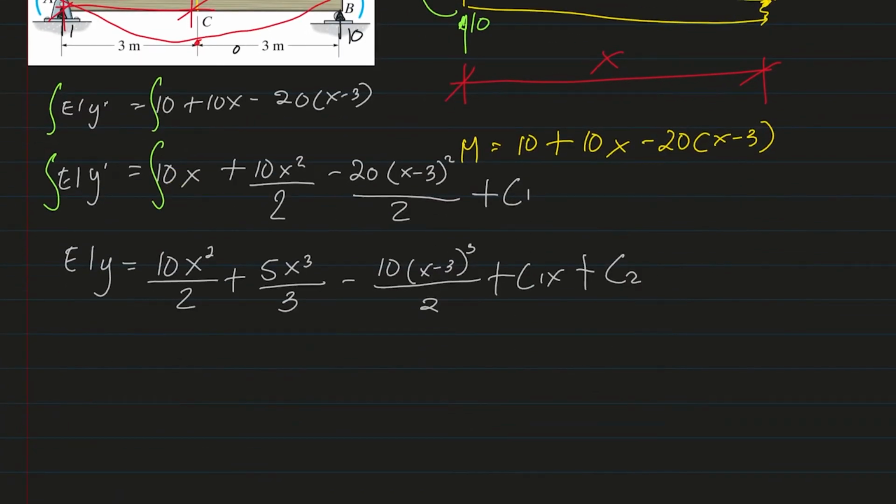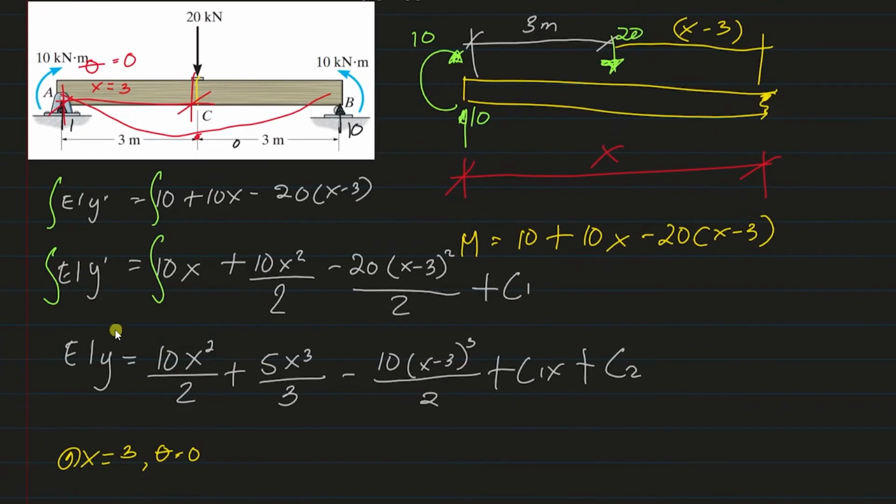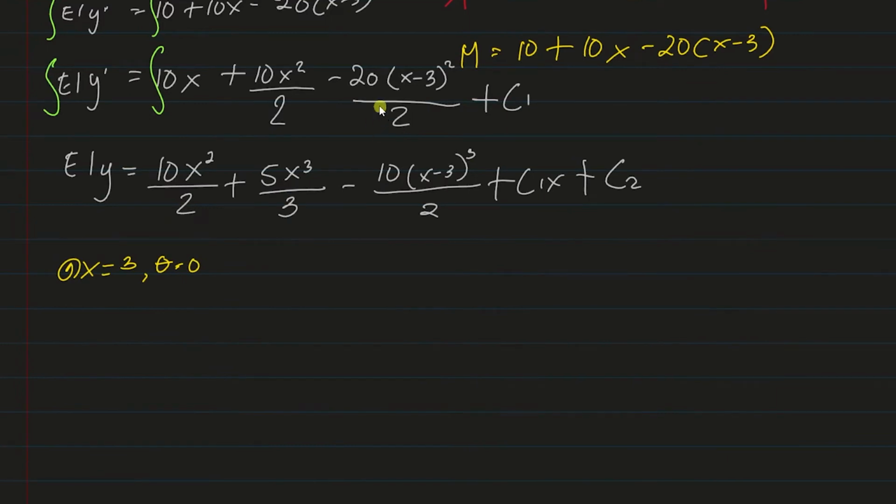So, our boundary condition is that at x equals 3, the slope is equal to 0. We plug in x here, and theta, or the slope, which is the same as y prime, we put there. So you will see that only C1 is left. We can solve for C1, so we just need to substitute.